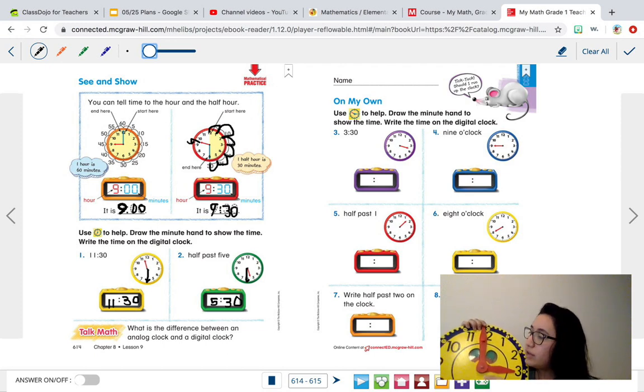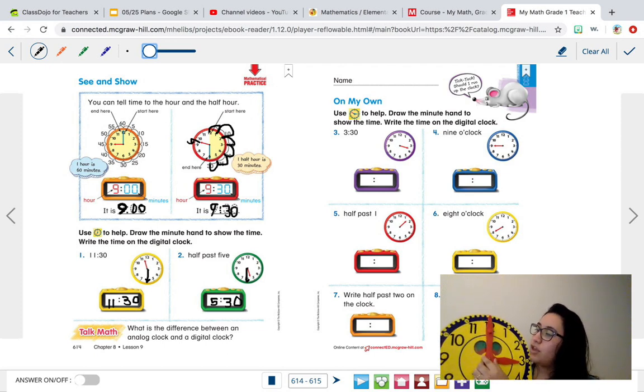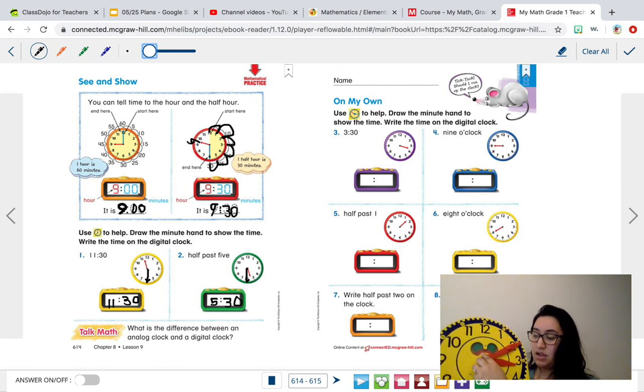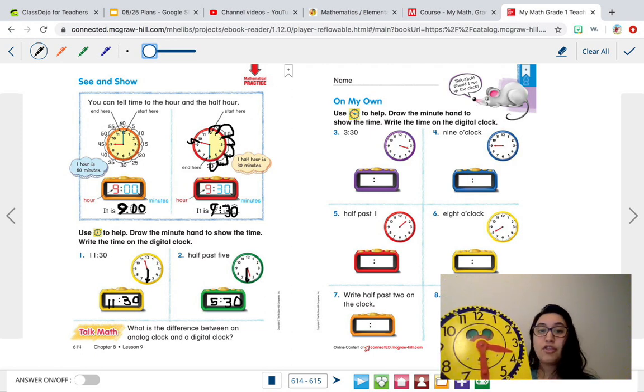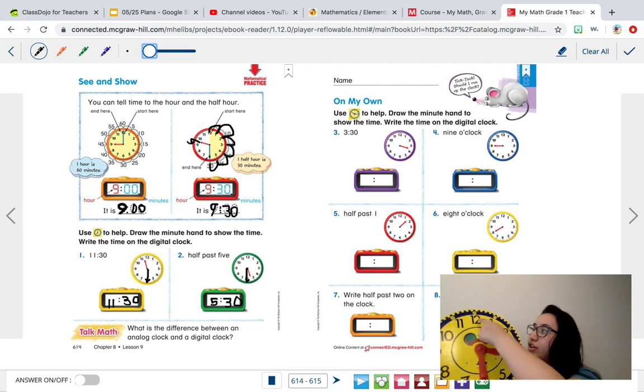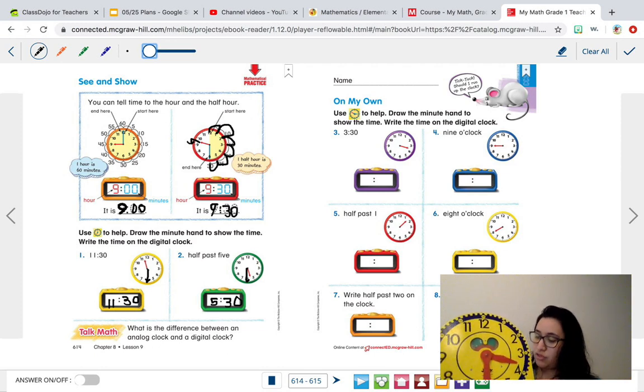So what I'm gonna do is I'm gonna go 3, 3:05, 3:10, 3:15, 3:20, 3:25, 3:30. You see how I did that? I started at 0, counting by fives. Now we got to 3:30.